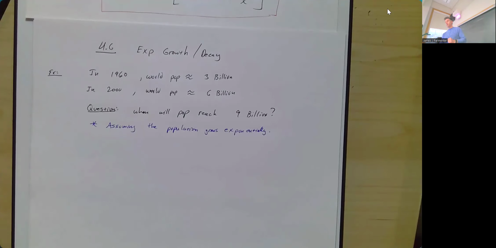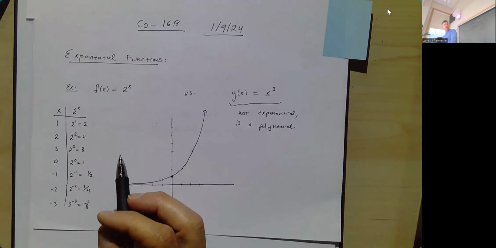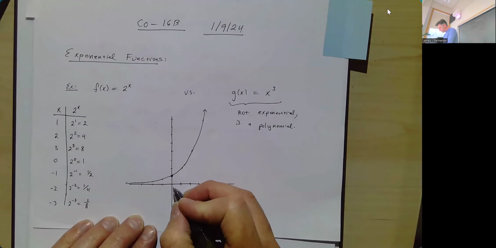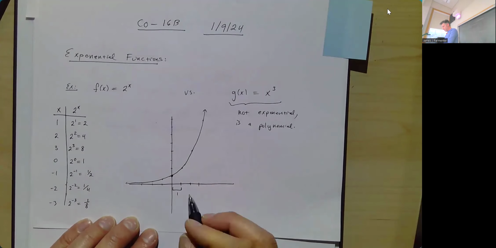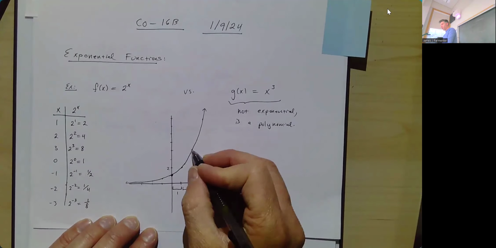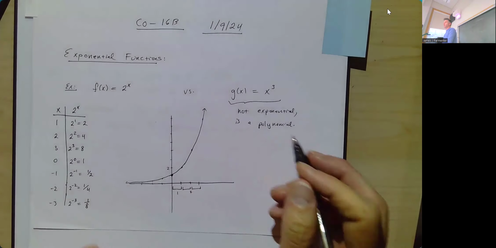Think about the graph when we were graphing the exponential functions on Thursday last week. When we were graphing 2 to the x, every time you increase by 1, the population doubles: from 1 to 2, from 2 to 4, from 4 to 8.